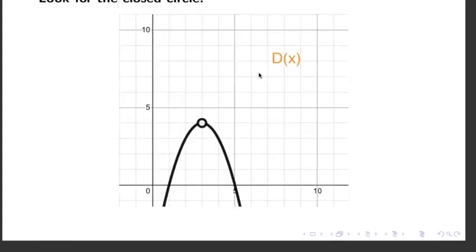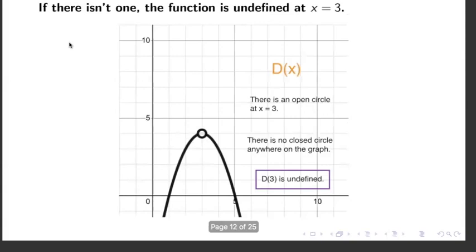But what if we see something like this where there isn't a closed circle? There's only an open circle. If there's no closed circle on the graph, the function is undefined at that point. So here at x equals 3, we look and we see there is an open circle but no closed circle. So that's the mathematician's way of saying that this function does not take a value at x equals 3.